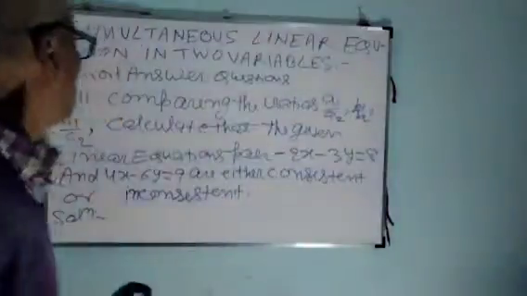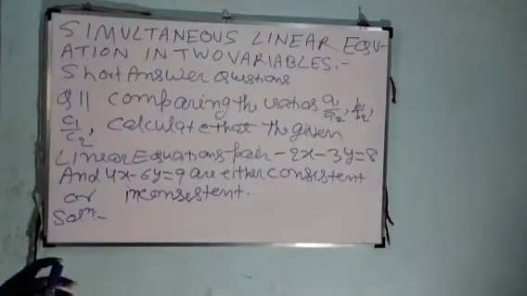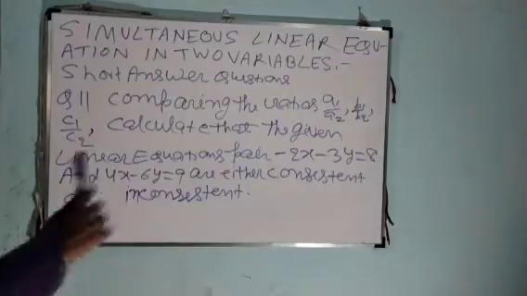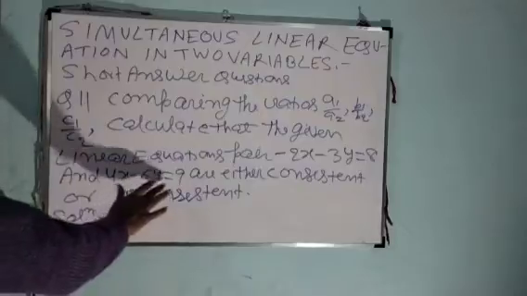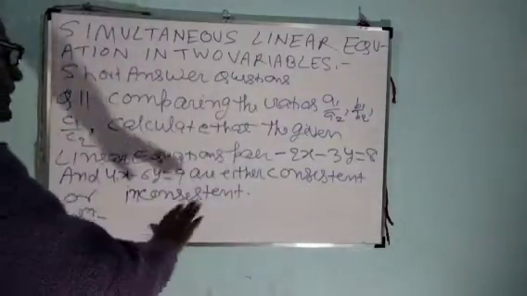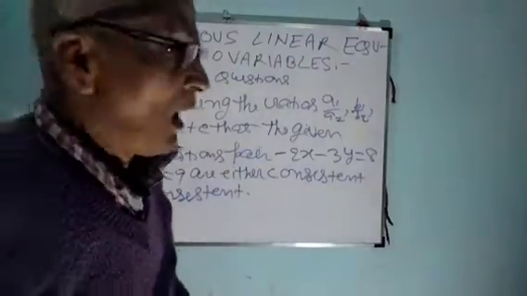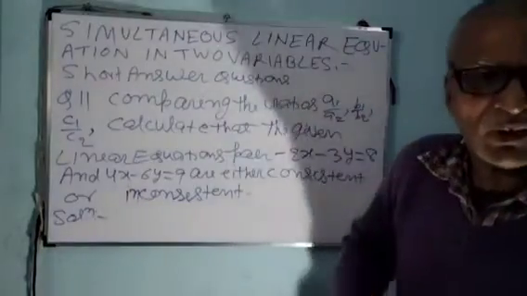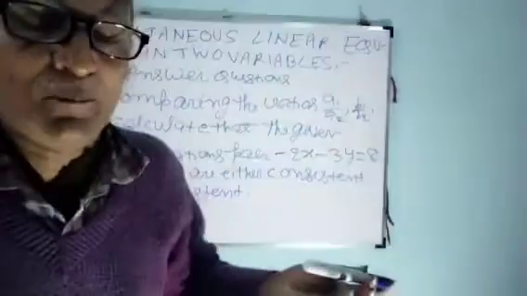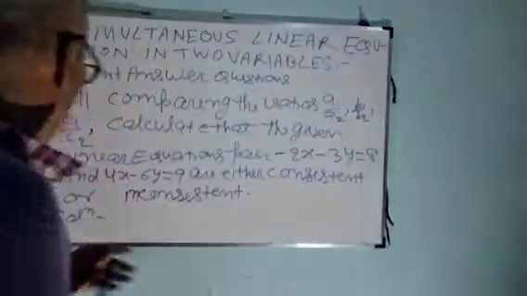Let us see question number 11. Comparing the ratios A1 by A2, B1 by B2, C1 by C2, calculate whether the given pair of linear equations, minus 2x minus 3y equal to 8 and 4x minus 6y equal to 9, are either consistent or inconsistent. In previous classes, I have already explained in what condition the equations are either consistent or inconsistent. In this question, I will describe it. Let us calculate.